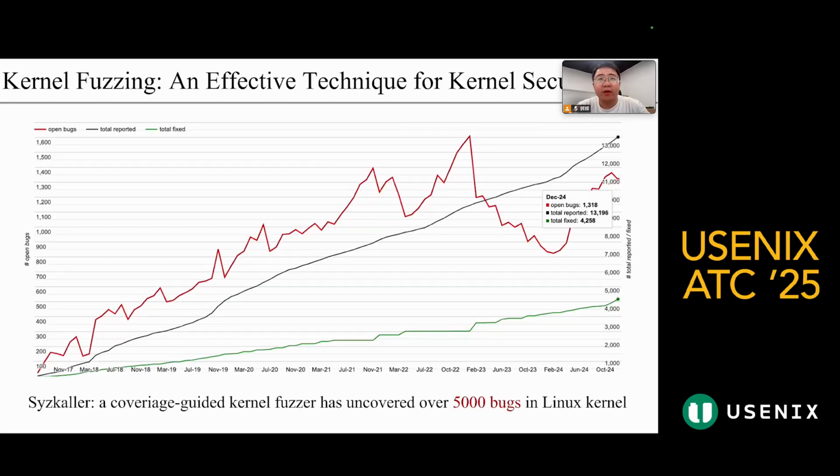To this end, coverage-guided kernel fuzzing has emerged as one of the effective approaches for discovering kernel bugs. For example, Syzkaller, the most popular and representative coverage-guided kernel fuzzer, has successfully uncovered over 5,000 bugs in the Linux kernel.